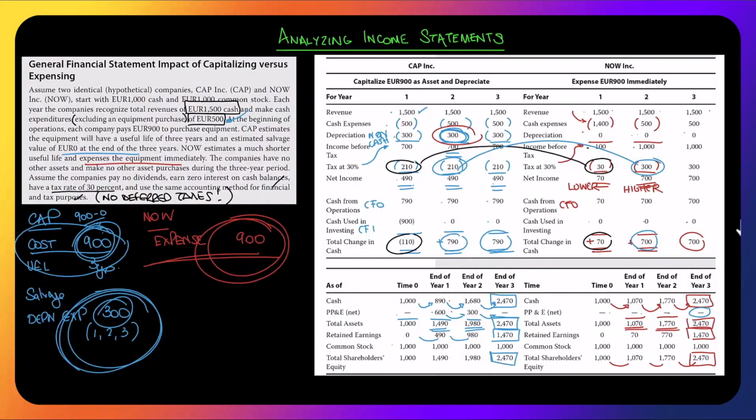Now, I know that's a long example to go through, but it's a great example. I encourage you to work through it again. A great example of how two companies doing the exact same thing, but capitalizing versus expensing, end up with fundamentally different looking sets of accounts.